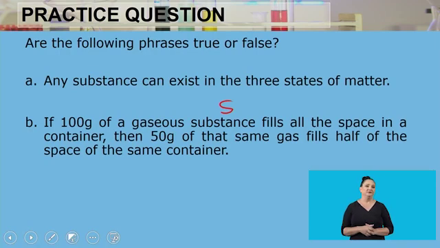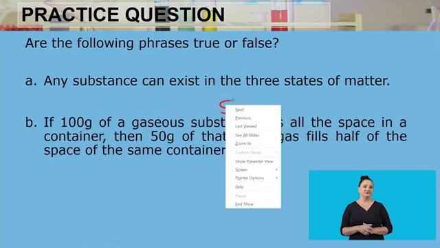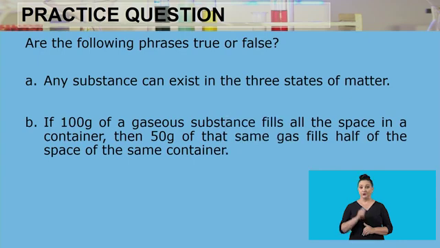Moving on to the next question now. Are the following phrases true or false? Any substance can exist in 3 states of matter. That means any substance can sometimes be a liquid, and then at other times be a solid, at other times be a gas. Is that possible? Not all substances can exist in those 3 states of matter. So therefore, this statement is false.